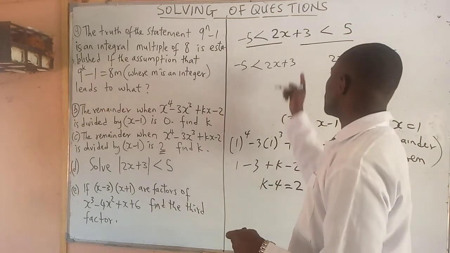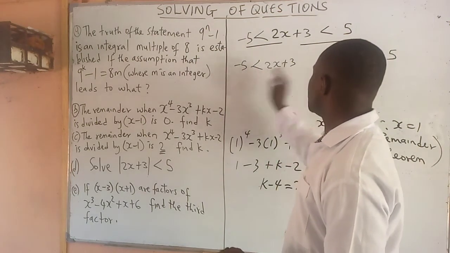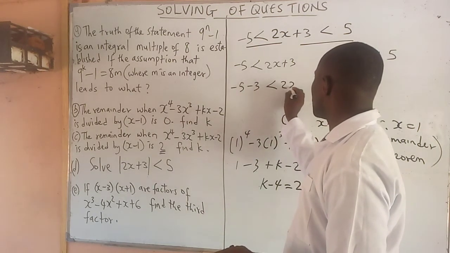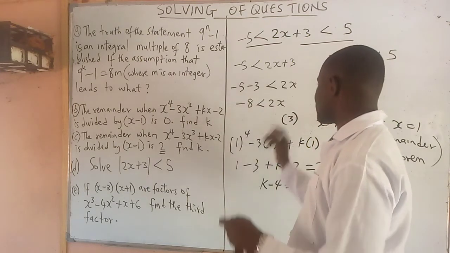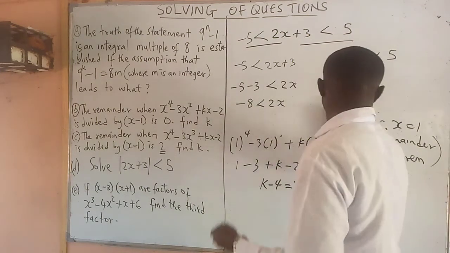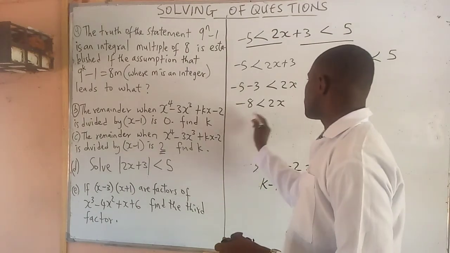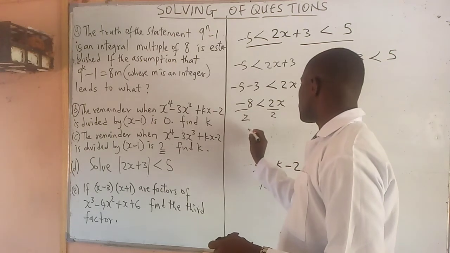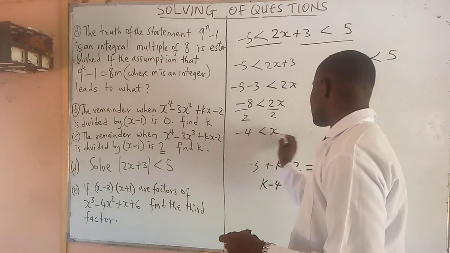This will be giving you, this goes to the other side as minus. If this goes to the other side, minus 5 minus 3 less than 2x. Minus 8 less than 2x. Okay? We now divide by 2, divide by 2. You say minus 4 is less than x.